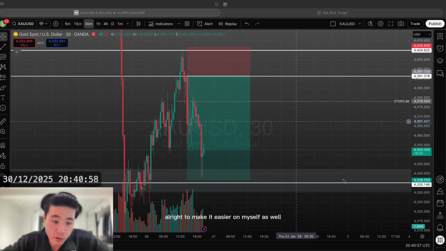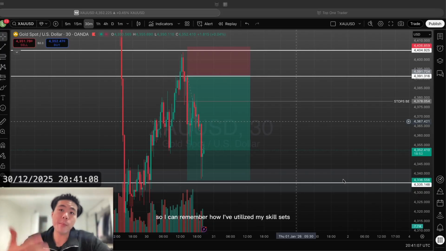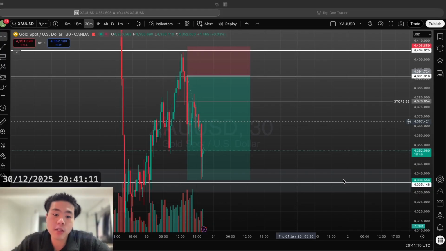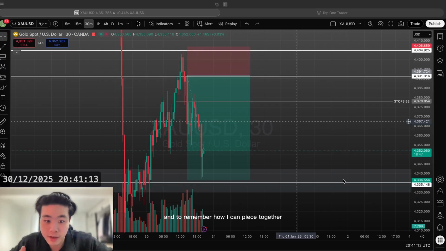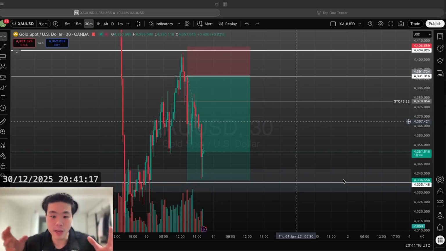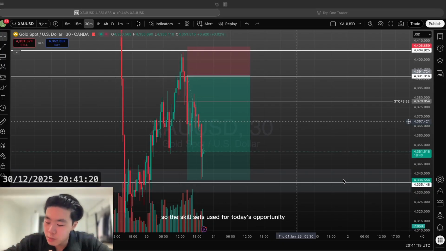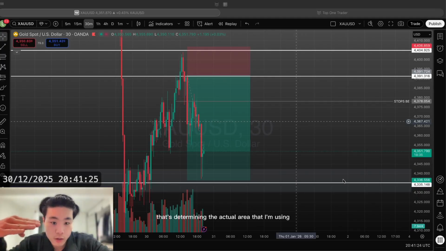Right, to make it easier on myself as well, I've written out here the skill sets used for today's opportunity. I think it summarizes everything really well so I can remember how I've utilized my skill sets and how I can piece them together to get this entry and make it possible. So the skill sets used for today's opportunity: the 4-point checklist has been used. That's determining the actual area that I'm using.